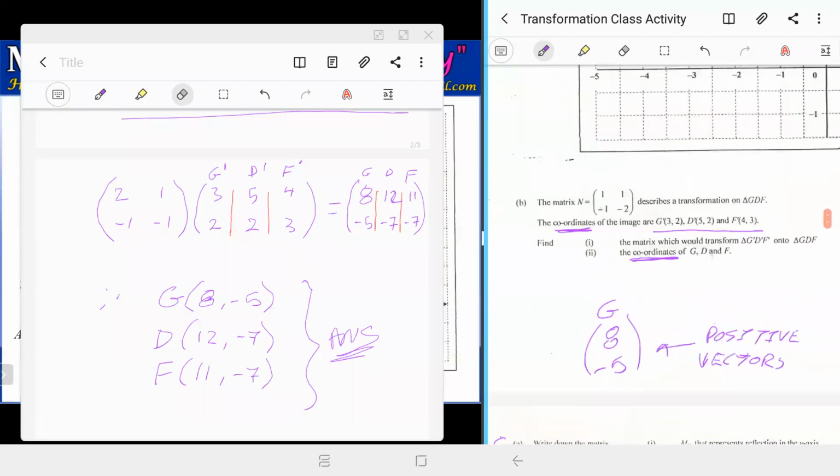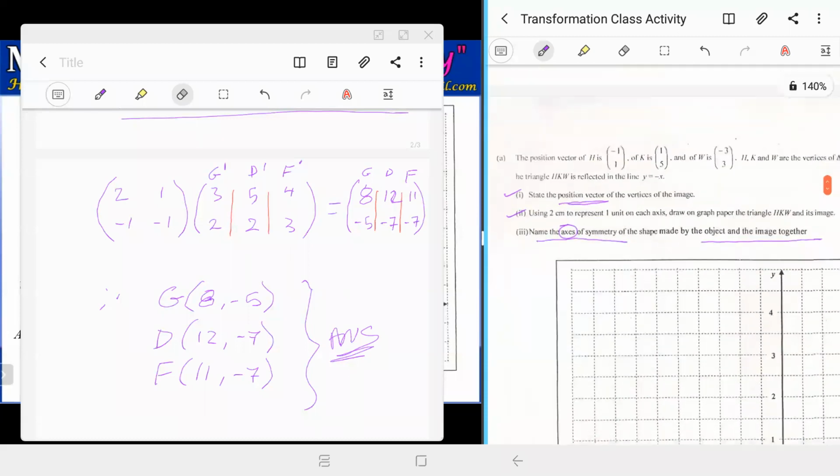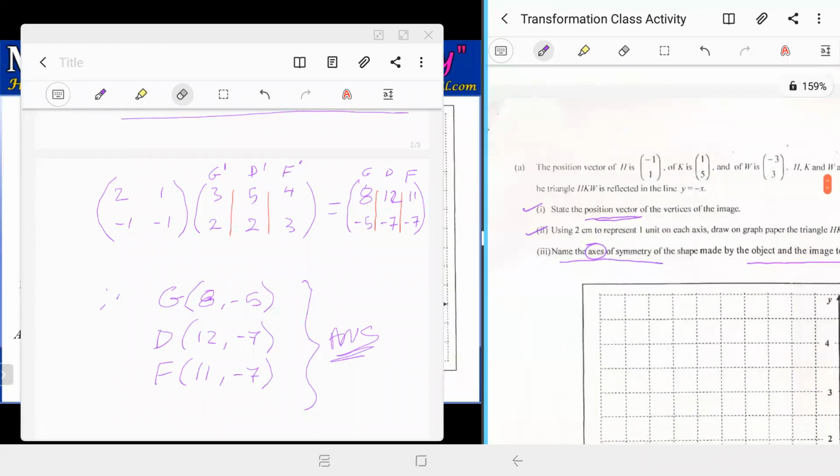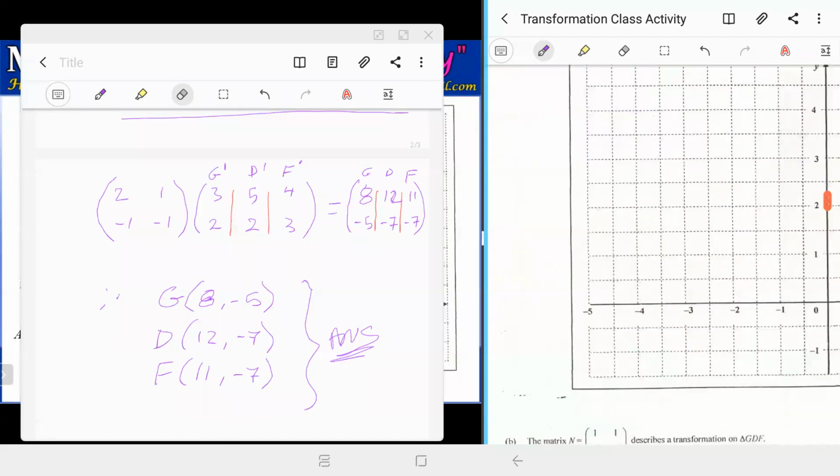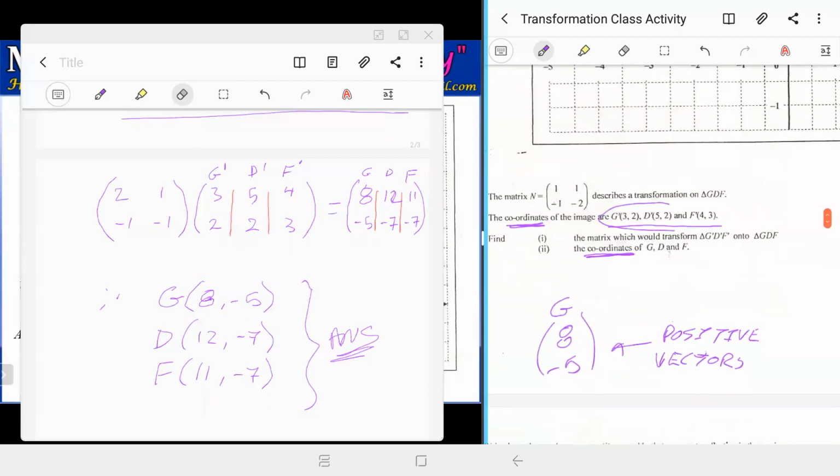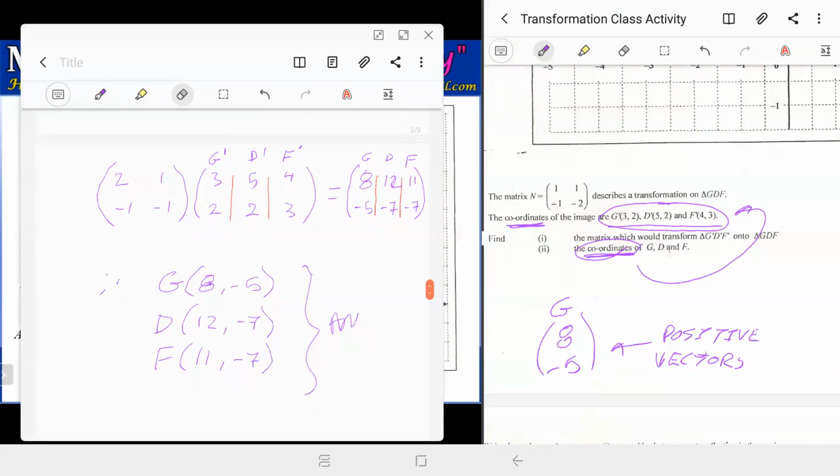Let's look at the previous question. It gave us some position vectors. It says the position vector of H is that. See how a position vector is written? It is written as a column vector. That's the difference. Coordinates are written like these. So if the question asks for coordinates, you have to give it like how these are given to you. You can't leave this as the answer, even though it has the same values. You have to answer what the question says.